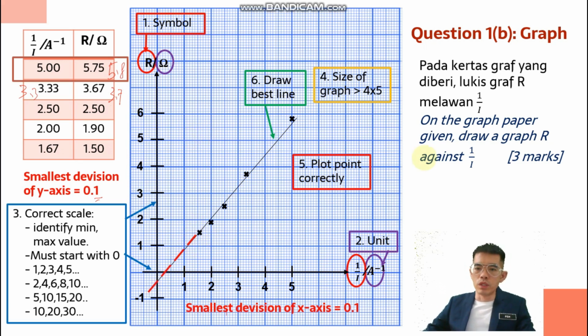Normally in our experiments, the graph passes through the origin, but for experiment 3.5, after the modification, we plot the graph R against 1/I. The graph is no longer passing through the origin. This is something you have to remember if you have already done the modification, because the graph pattern will be changed. Hopefully this is a step you will remember when you are plotting the graph.